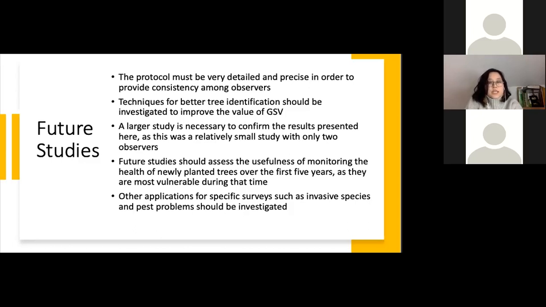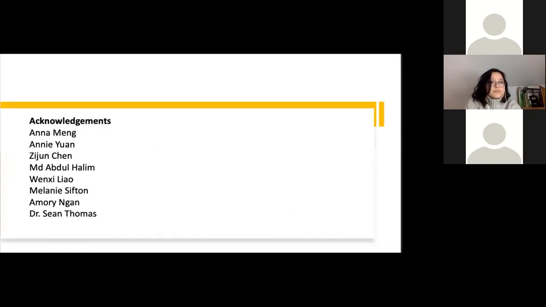A larger study is necessary to confirm the results presented here, as this was a relatively small study with only 2 observers. Future studies should assess the usefulness of monitoring the health of newly planted trees over the first 5 years, as they are most vulnerable during that time. And other applications for specific surveys, such as invasive species and pest problems, should be investigated as well.